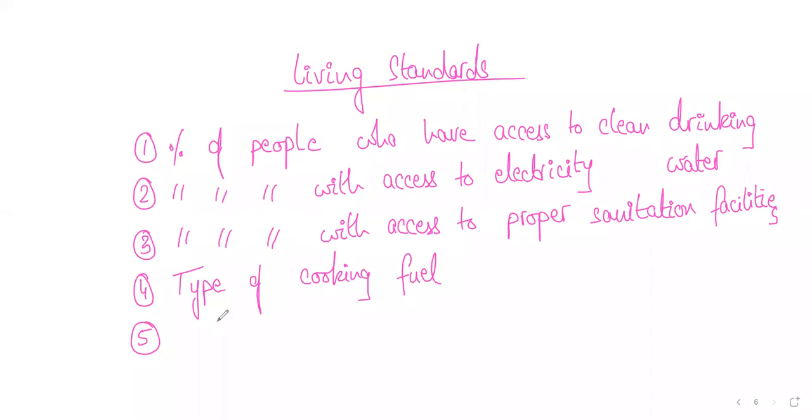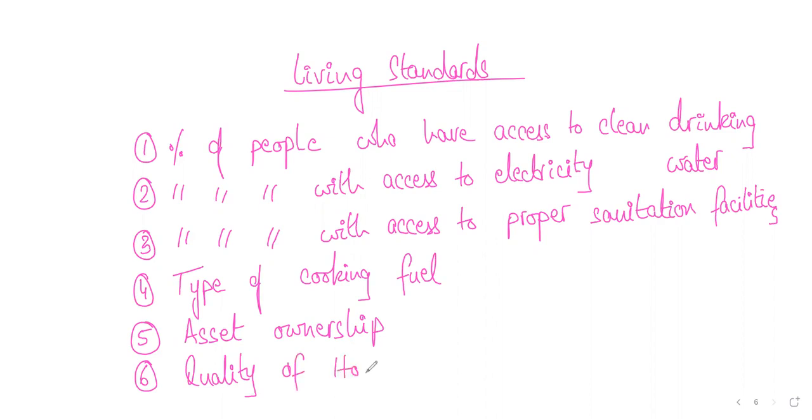Then you have asset ownership and quality of housing, right? So these are the 6 statistics that you use to determine how high the living standards are in a country. Okay, now let me explain to you exactly.